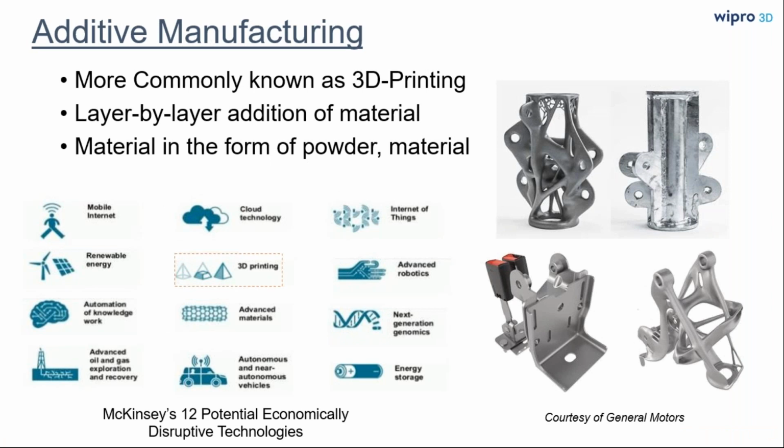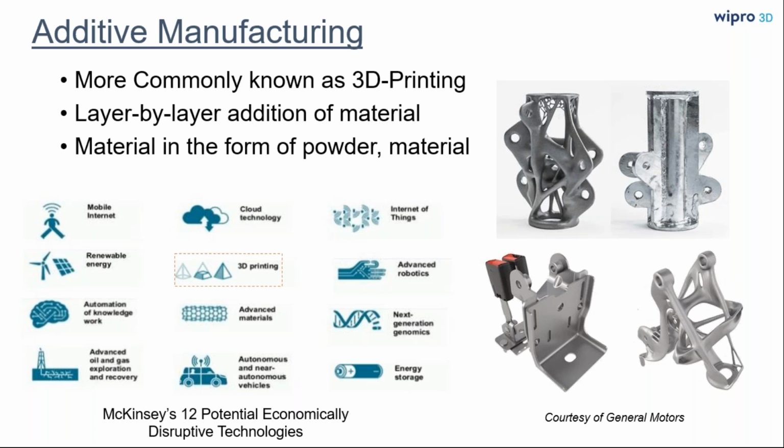So additive manufacturing, as the name suggests, is a layer by layer addition of material as opposed to traditional manufacturing wherein you remove the material. Those kinds of technologies fall under subtractive manufacturing. The household term for additive is also 3D printing. So it's very commonly known as 3D printing, and usually the material that we work with is in powder or filaments. And as you can see on the right hand side, those are a few kinds of parts that we can make by leveraging this technology.